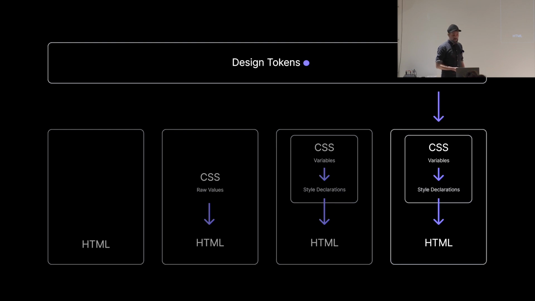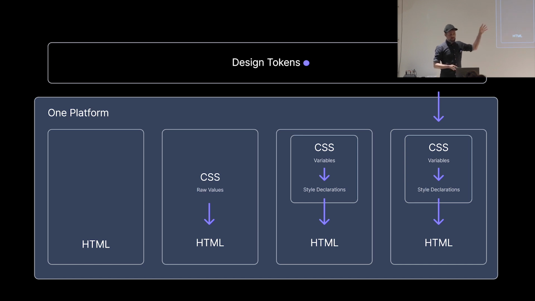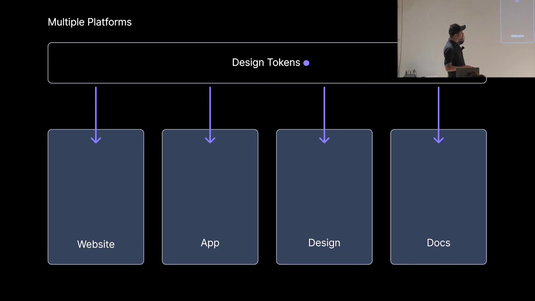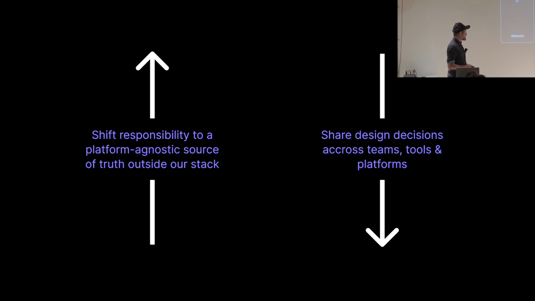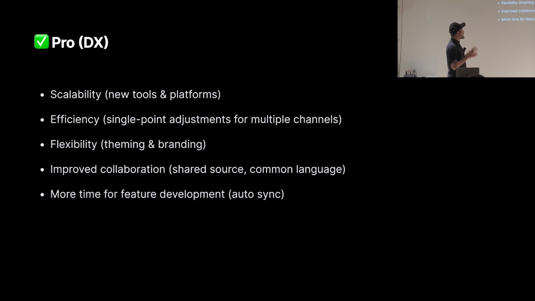And with design tokens, the control over our design decisions is taken out of an individual tool or tech stack. And the true benefit of design tokens is not if we're working on one platform, on one channel. It's really if I want to distribute my design decisions from one global source of truth to many different tools, teams, and stacks. All right, so how did we achieve that? Now we shifted the responsibility to a platform-agnostic source outside our individual stack, and we now share our design decisions across teams, tools, and platforms.